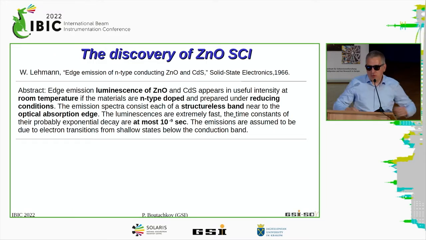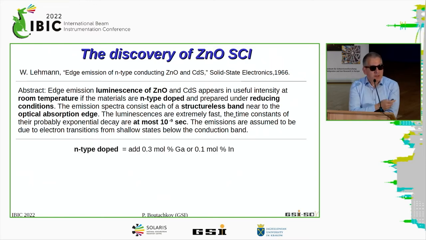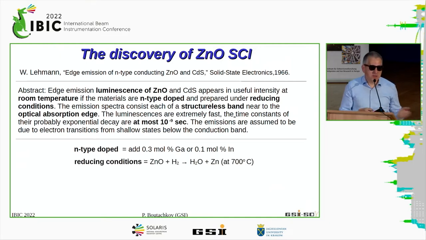Here, I just want to flash the paper showing the discovery of zinc oxide. Don't worry about reading the text. I will guide you to the important bold words. So first thing is it's a scintillator, and it scintillates at room temperature. Then the next thing is that to make it scintillate, you need to add some doping. You have to add some indium, gallium, in certain amounts. Then optionally, you can put it in hydrogen. What this does is it releases zinc in the material, taking care of some defects.